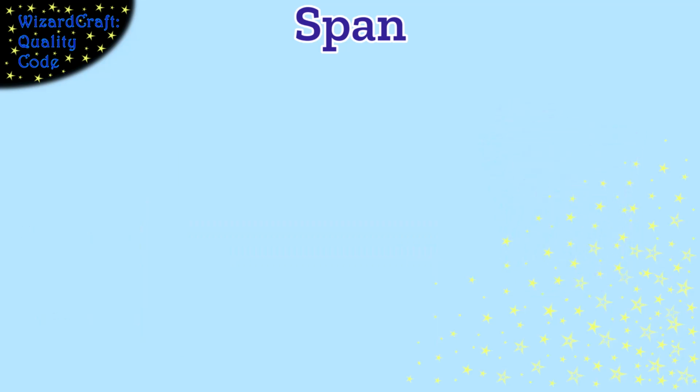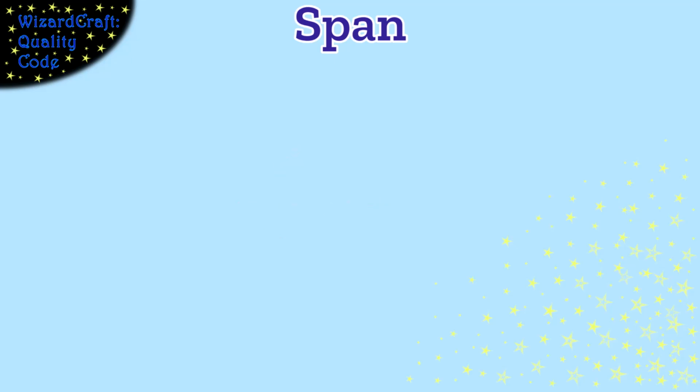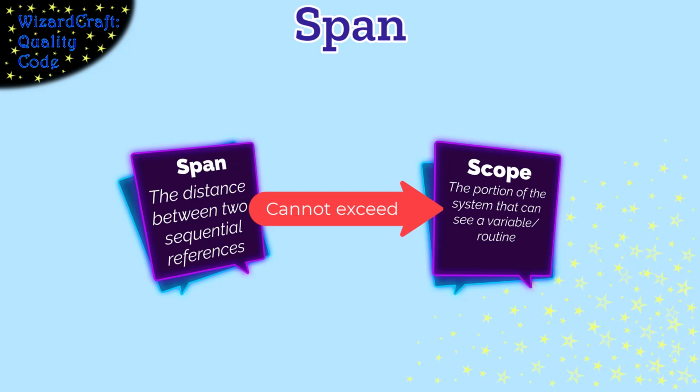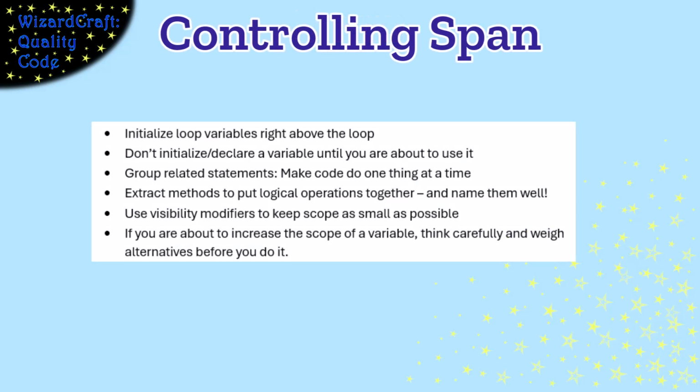I like to think of span two ways. I can say keeping span small increases readability, or keeping code readable keeps span small. Clearly, span is limited by scope, so keeping scope small also helps keep span small. Here are some other ideas for how you can keep span small. Some of these have to do with declaring and initializing variables. Check out the link above for a video focused on that topic.